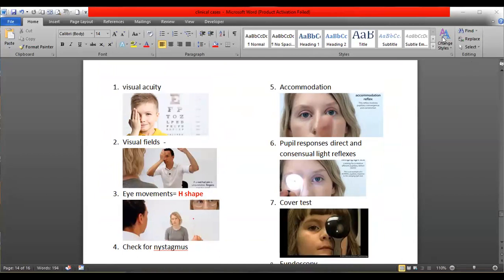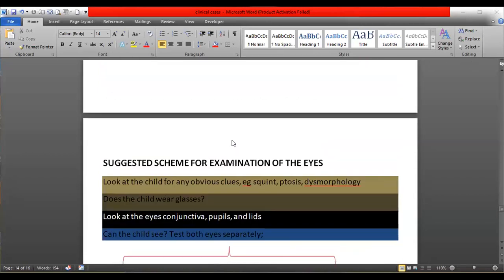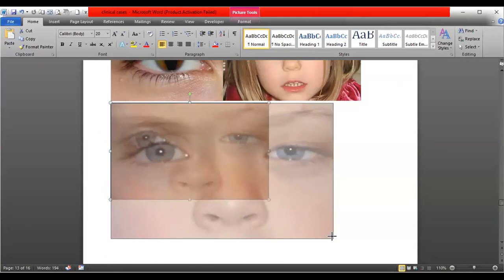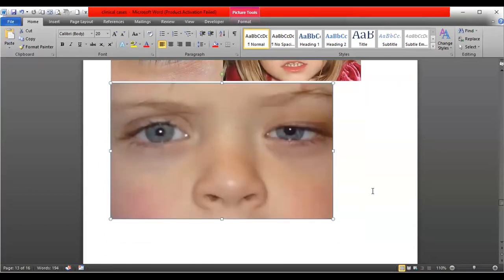So suppose there is third nerve palsy. This is our case, so we'll practice over this one. Suppose this is a 3-year-old child, and your opening statement is just: do the eye examination.